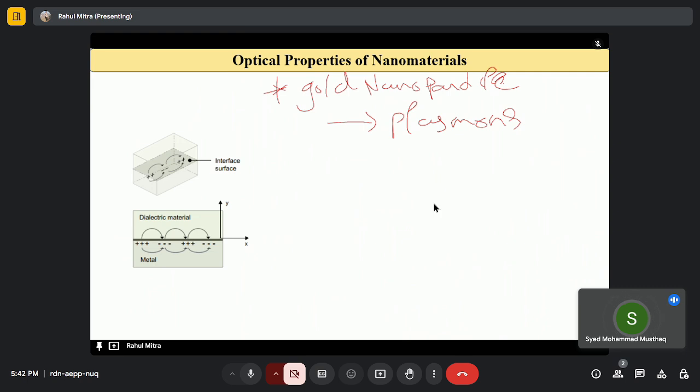There are two types of plasmons: surface plasmons and bulk plasmons. And this type of color change depending upon the size of the particle is well explained with the help of surface plasmons. From these surface plasmons, there is a phenomenon that happens which is called SPR, the surface plasmon resonance.